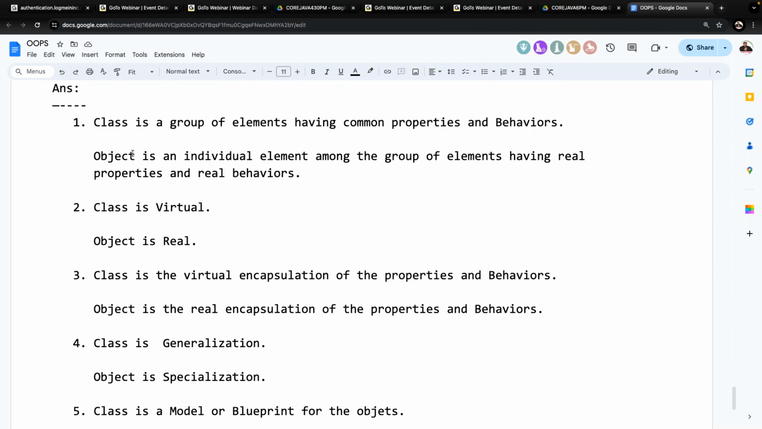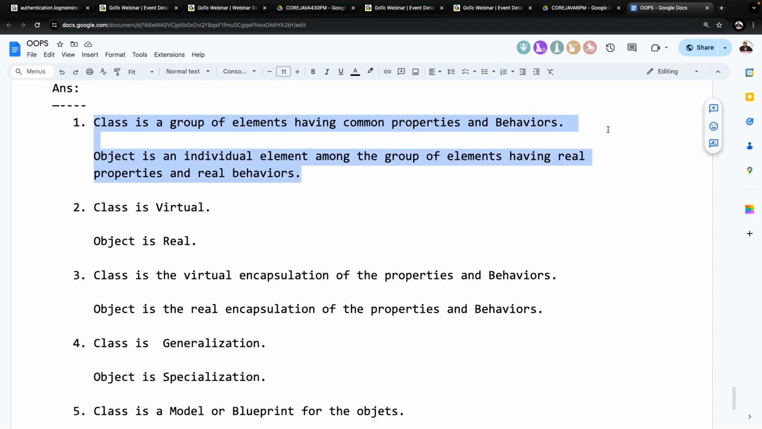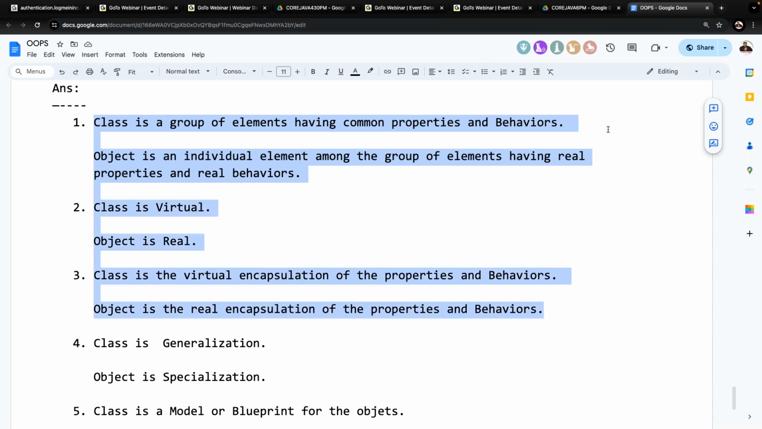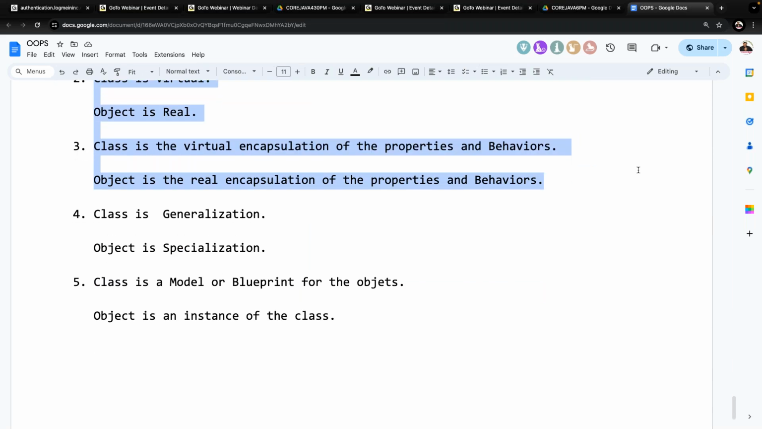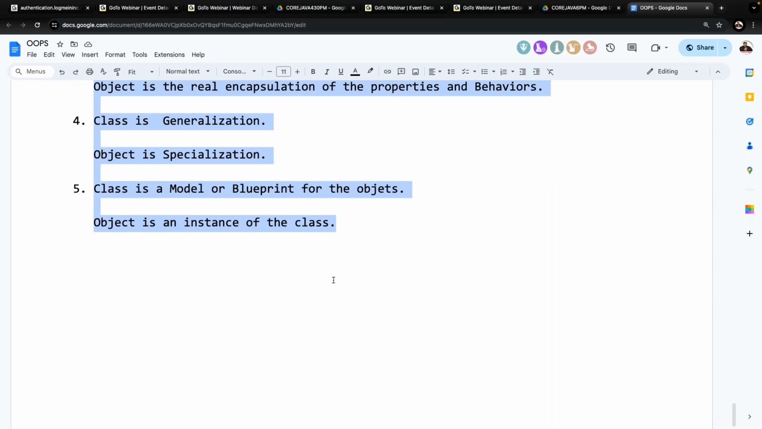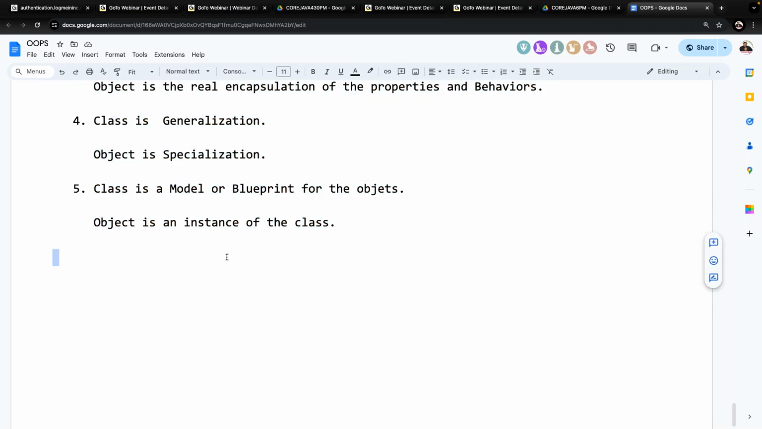Now tell me, what are the various differences? Class is a group of elements having common properties and behaviors, whereas object is an individual element among the group of elements having real properties and behaviors. Class is virtual, object is real. Class is a virtual encapsulation of the properties and behaviors. Object is a real encapsulation of the properties and behaviors. Class is a generalization, whereas object is specialization. Class is a model or blueprint for the objects, whereas object is an instance of the class. That's it, sir. These are the differences between classes and objects.